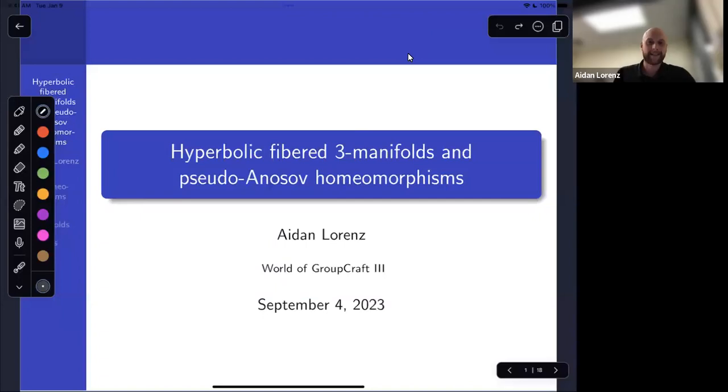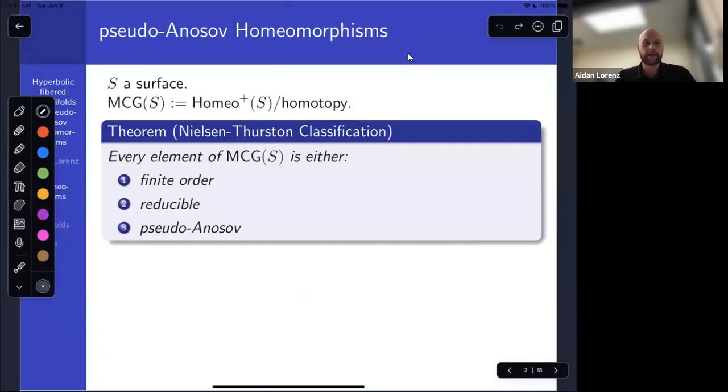All right, thanks for the invitation, and thanks everyone for coming. Let's get right into it. I just want to start by recalling some of the basic definitions and some notation. For us, S will be a surface, just a topological two-manifold, no assumptions on smoothness or anything like that. And MCG of S, the mapping class group of S, just as a reminder, is the group of orientation-preserving homeomorphisms of our surface, but only considered up to homotopy.